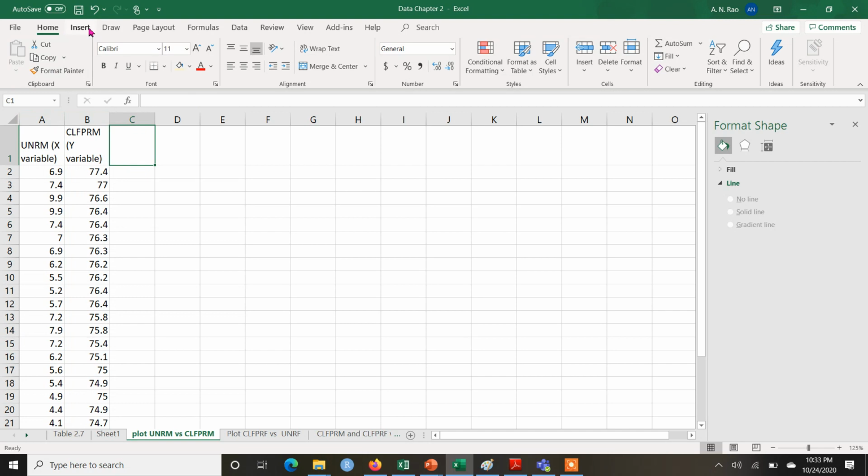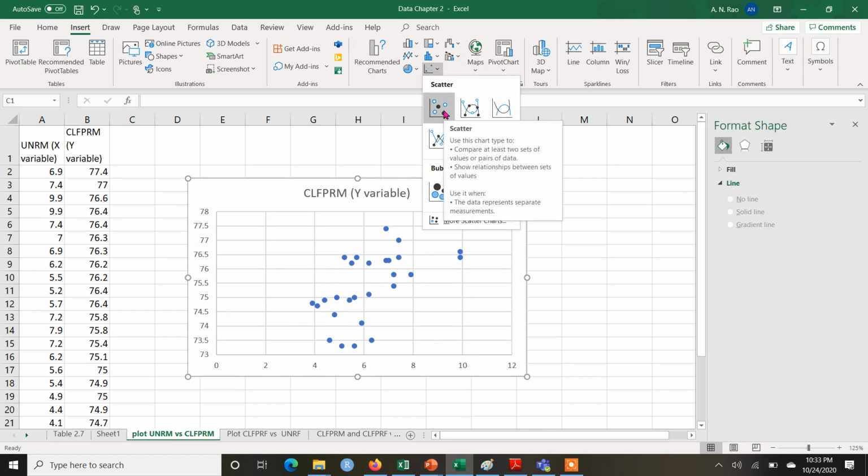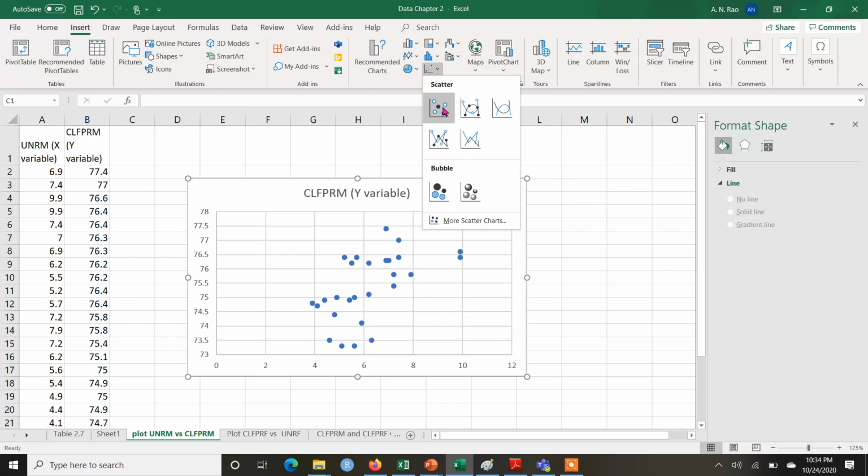So I'll go to insert and then I'll click on the scatter plot. We have different types of options here. I'll choose this one which just shows the points of the scatter plot rather than joining these points. For example, if I choose the second type, it's going to join the points. In the context of linear regression, this is the most widely used scatter plot, in which the pairs are shown in their original location.